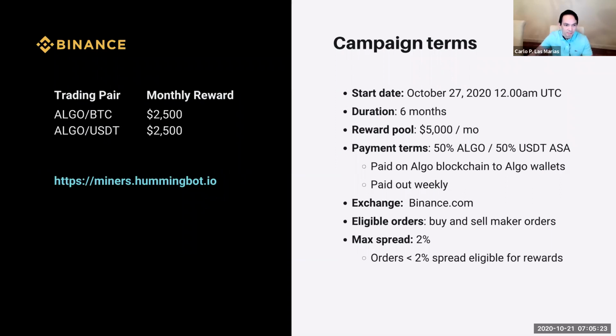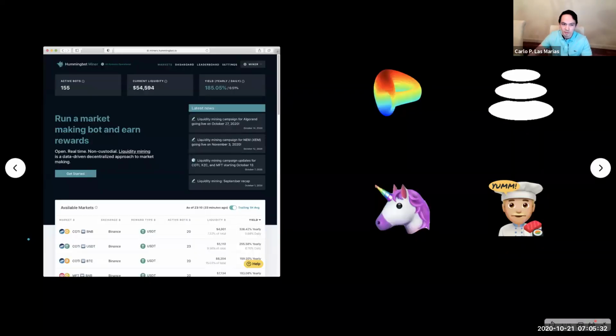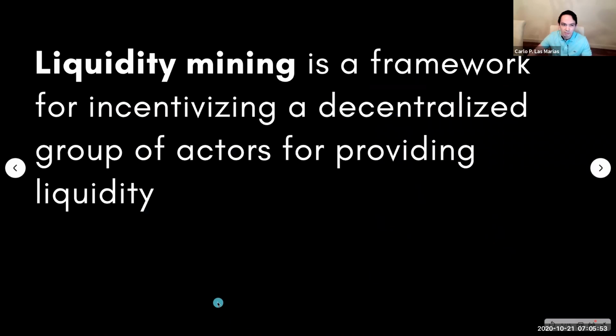With that being said, I'll first give an overview of what liquidity mining is all about. In concept, Hummingbot Miner, which is our liquidity mining platform, is pretty much the same as liquidity mining as has been popularized by DeFi protocols such as Balancer, Curve, and Uniswap. Hummingbot Miner and DeFi liquidity mining are both essentially trying to do the same thing. Liquidity mining is a framework for incentivizing a decentralized group of actors to provide liquidity. Hummingbot Miner and AMMs just take a different approach on how to get there.